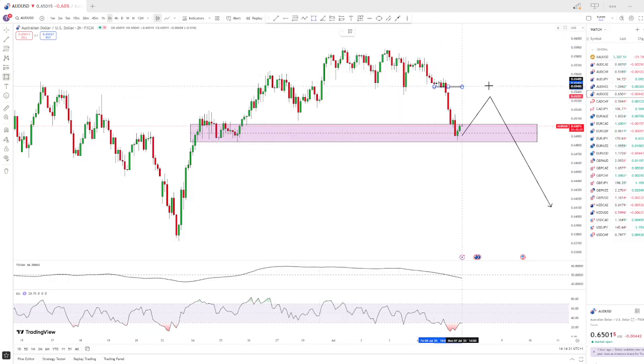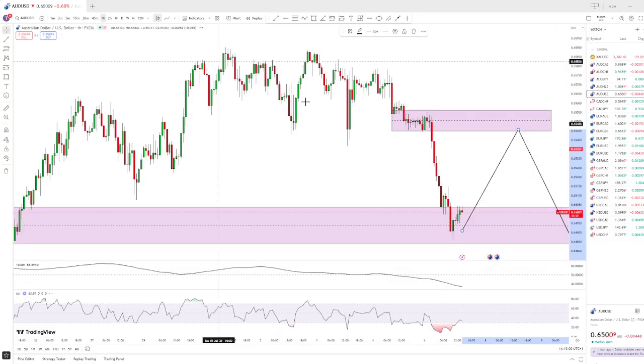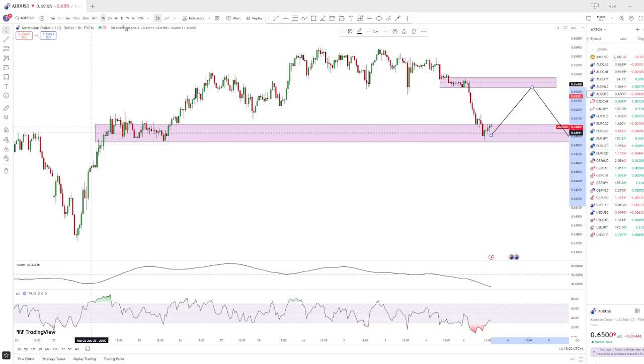We have this region as my current supply, so something similar to what we just saw on gold. We have this region here as my current supply region, coordinates between 0.65563 and 0.65449. Again, 0.65563 and 0.65449 will be my supply region here. All right, so I think we should get to see a buy to sell sort of scenario happening on AUD USD this week.